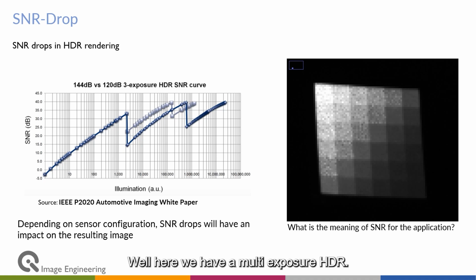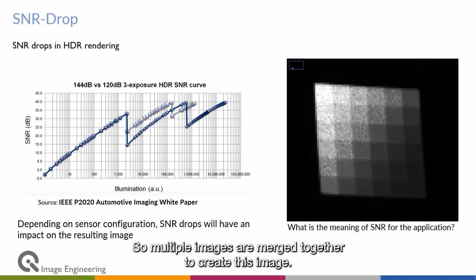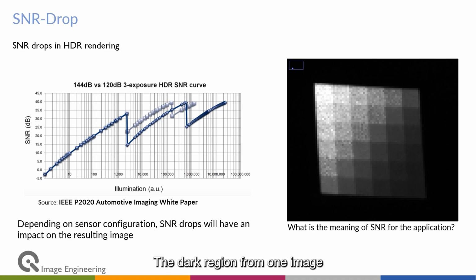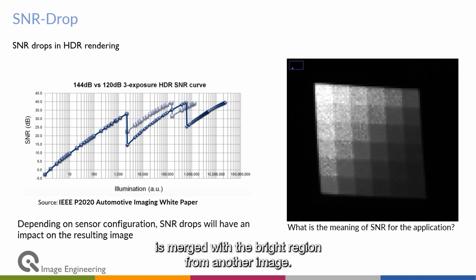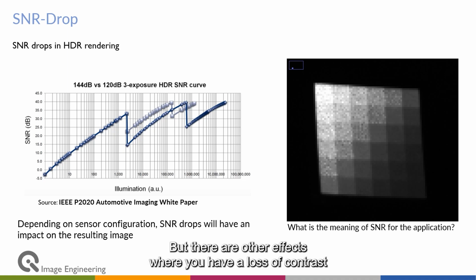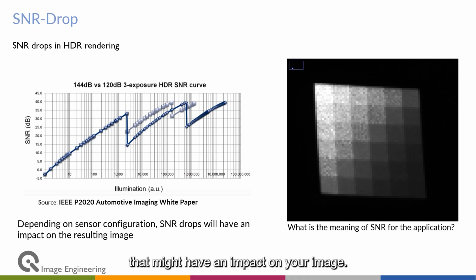How does this happen? Well, here we have a multi-exposure HDR. So multiple images are merged together to create this image. And depending on the configuration, you will have that in certain intensity regions, the dark region from one image is merged with the bright region from another image. So you get from the noisy part of one, you go into the less noisy of another. So this is also shown here in the SNR curve, but there are other effects where you have a loss of contrast that might have an impact on your imager.